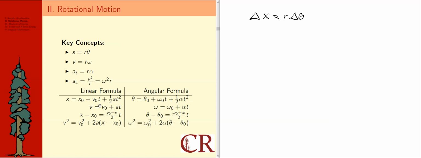So linear initial velocity gets replaced by initial angular velocity. Acceleration gets replaced by angular acceleration. And that's how things work throughout these formulas. The cool thing about that is if you already know or have written down all the ordinary kinematic formulas, you actually already know all the angular ones.